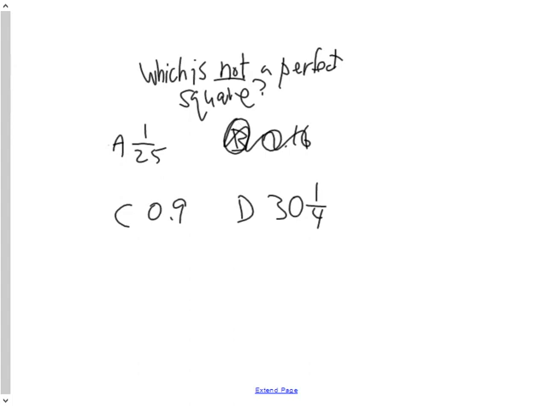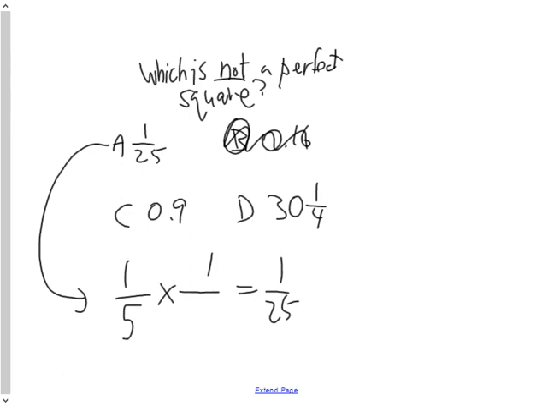1/25. If it's in fraction form, that's the easiest. So what fraction multiplied by itself gives you 1/25? If it's a perfect square, 1 times 1 is 1, and 5 times 5 is 25. So what is the square root of 1/25? The square root of 1/25 is a fifth. Therefore, it is a perfect square as well, which means it can't be included in my not a perfect square.